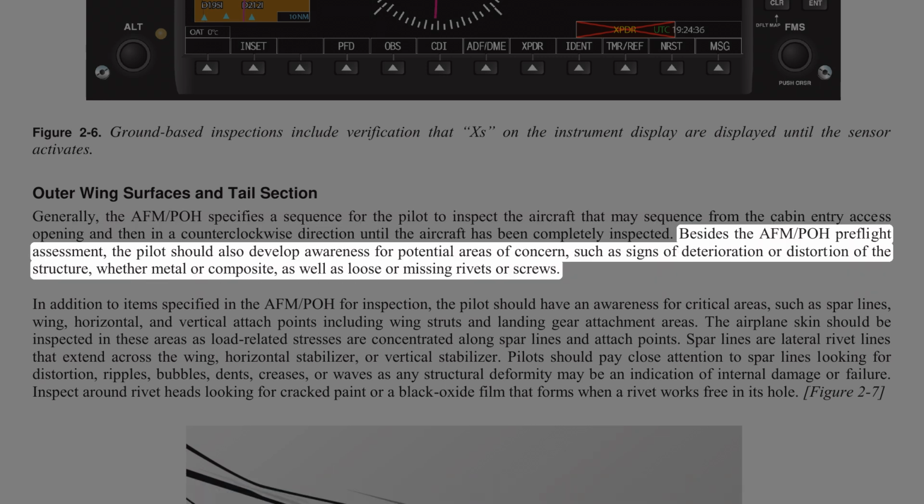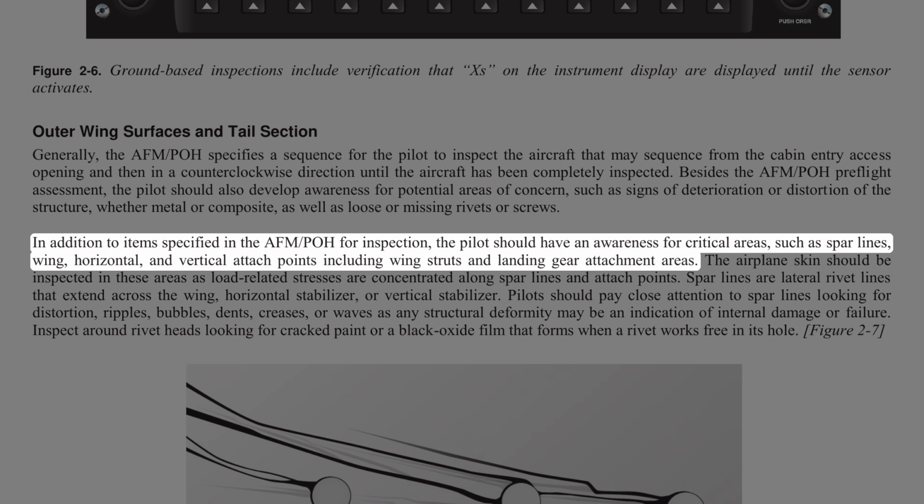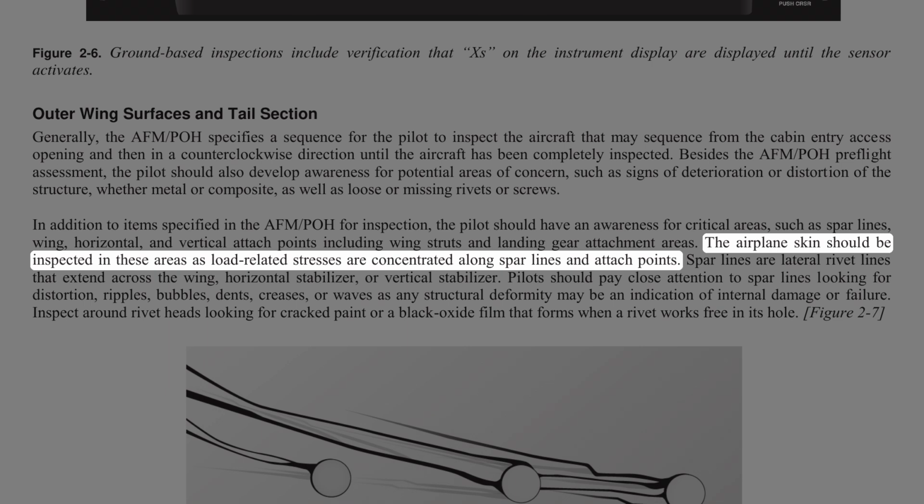Besides the AFM-PO pre-flight assessment, the pilot should also develop awareness for potential areas of concern, such as signs of deterioration or distortion of the structure, whether metal or composite, as well as loose or missing rivets or screws. In addition to items specified in the AFM-PO for inspection, the pilot should have an awareness for critical areas, such as spar lines, wing, horizontal, and vertical attach points including wing struts and landing gear attachment areas.